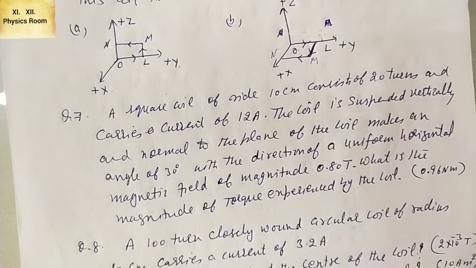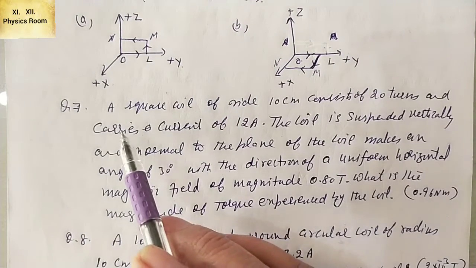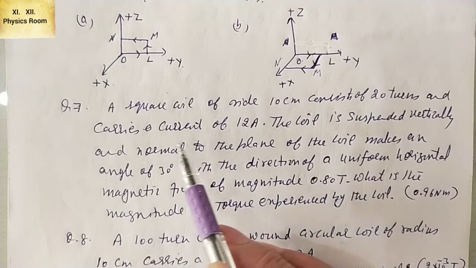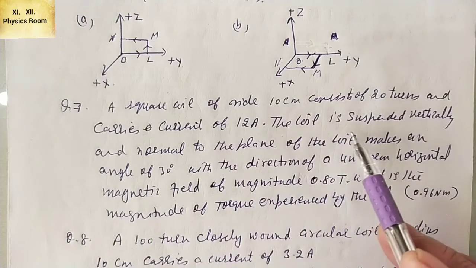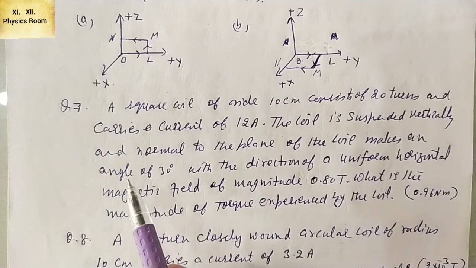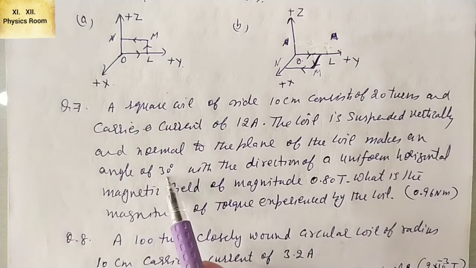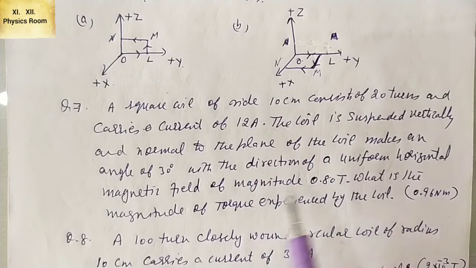Question number 7. A square coil of side 10 cm consists of 20 turns and carries a current of 12 ampere. The coil is suspended vertically and the normal to the plane of the coil makes an angle of 30 degree with the direction of a uniform horizontal magnetic field of magnitude 0.80 Tesla. What is the magnitude of torque experienced by the coil? 0.96 Newton meter.